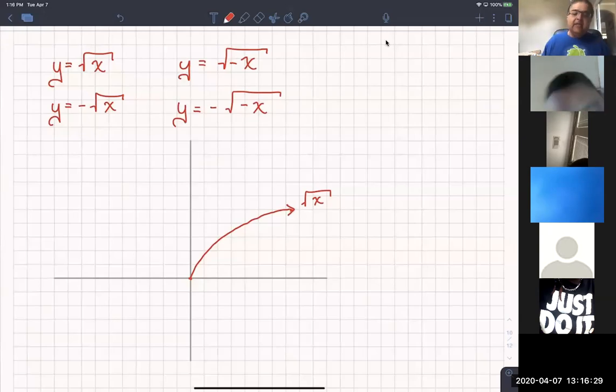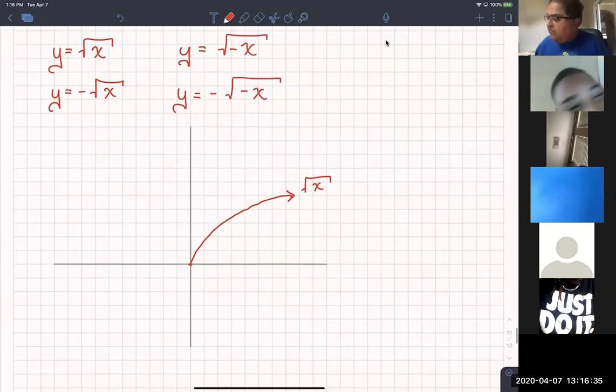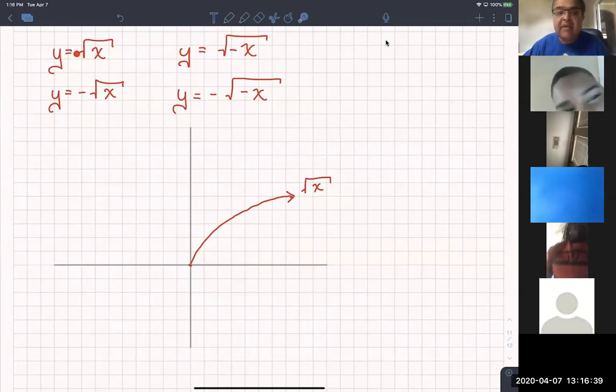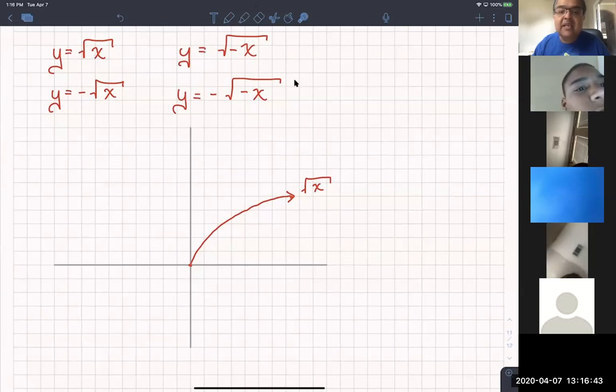All right, so this is the graph of the square root function, the square root of x. Whenever you put a negative in front of any function, what happens is you basically reflect that function across the x-axis. So reflect means flip.